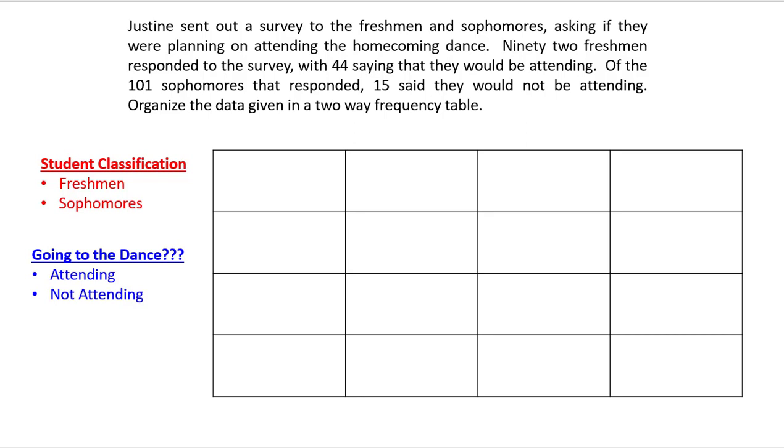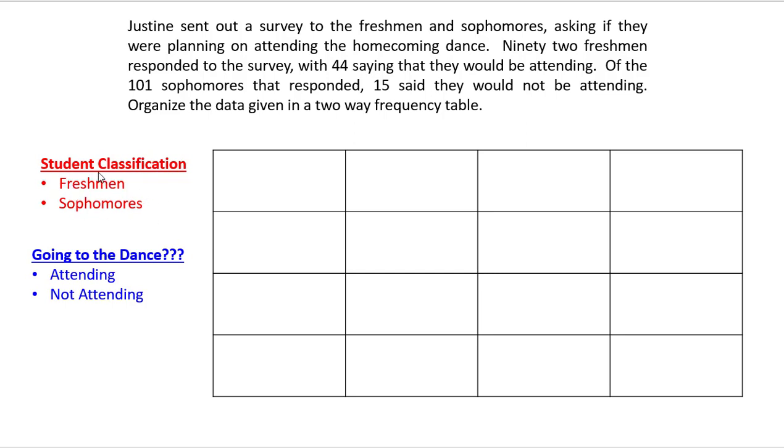So the first thing that we have to do is figure out what are our two categories? What two things are we comparing? Well, we're comparing the student classification, in this case, freshmen and sophomores, and we're comparing going to the dance. And there's only two choices for going to the dance, attending or not attending. So we need a way to organize this information into this table. So you have to decide which one do you want to be the rows and which one do you want to be the columns. Well, I'm going to make the student classification our rows.